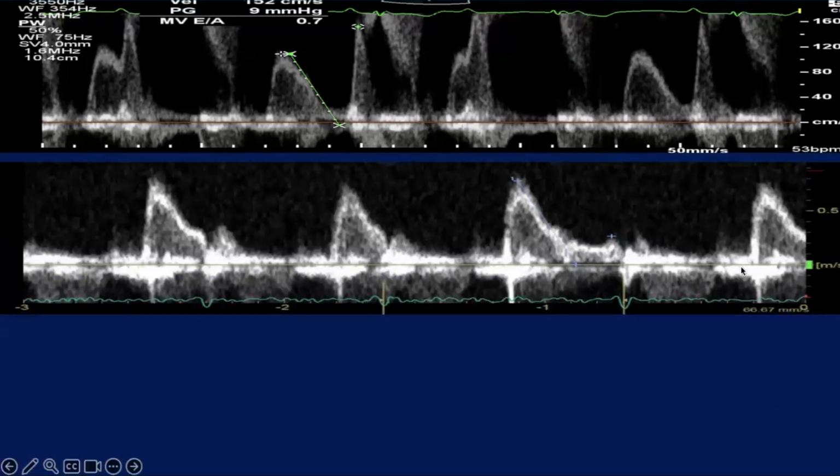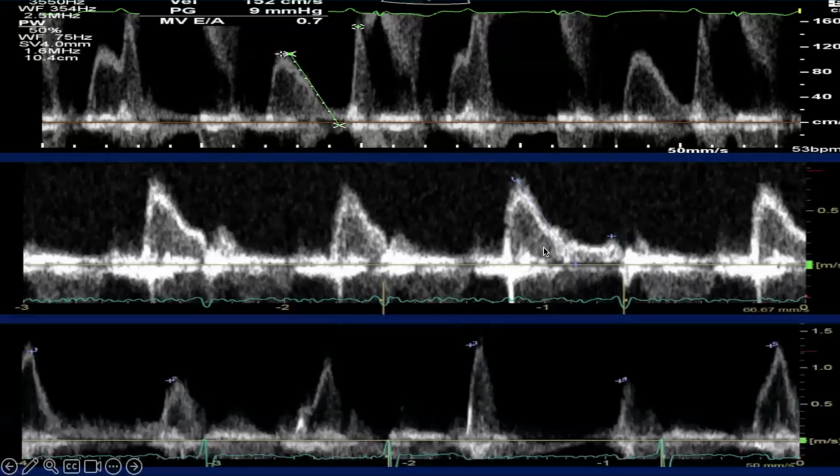He's in AFib with variation, and this is the L wave. How about this one? All of these are E waves, by the way. 1, 2, 3, 4, 5. So those two E waves are in the same cycle. Those two E waves are in the same cycle.